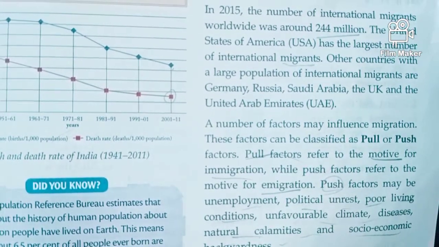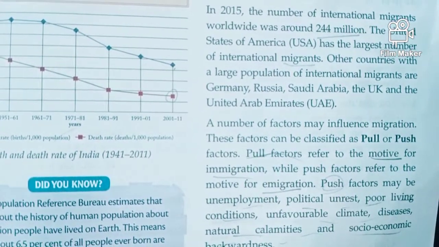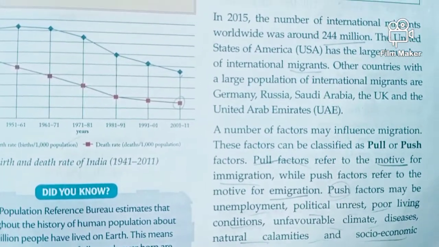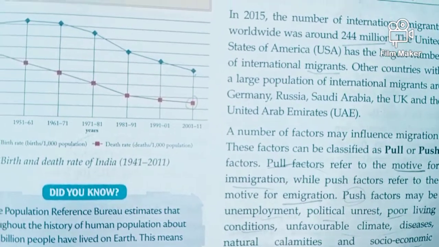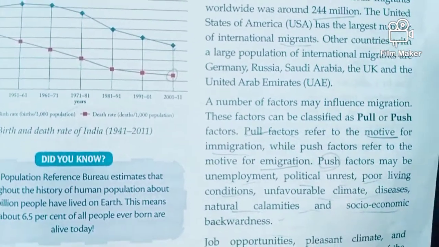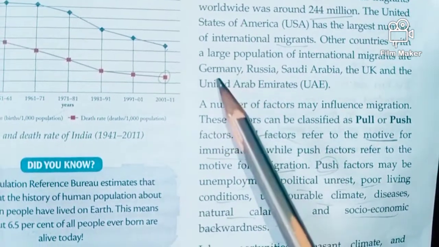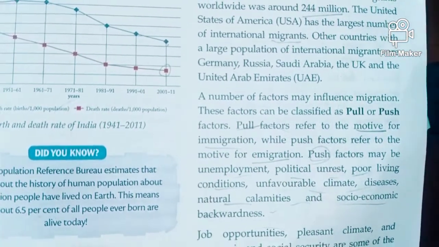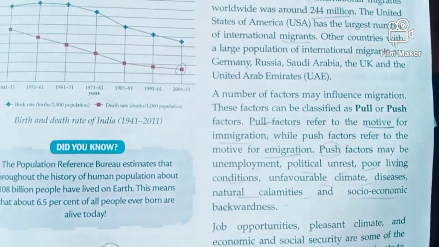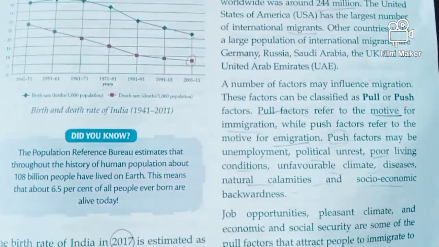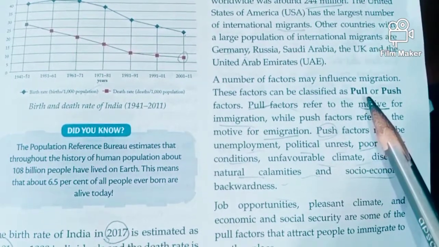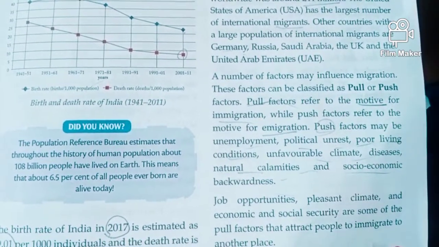Now here the United States was the top country where the majority of the immigration has taken place. Other countries where immigration has taken place in large quantity include Germany, Russia, Saudi Arabia, UK and United Arab Emirates. Now why do these people mostly travel from one country to another? There are two factors responsible for that. These are called pull or push factors.